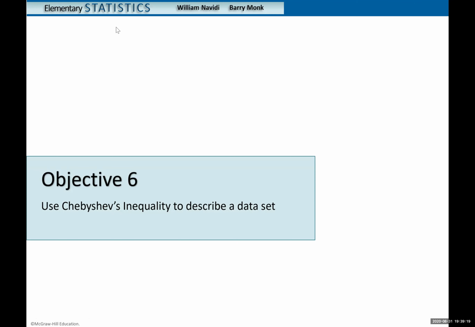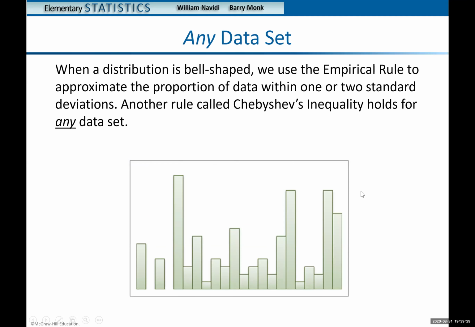All right, next one is Chebyshev's. So this is very similar to the empirical rule. When a distribution is bell shaped, we use the empirical rule to approximate the proportion of data within 1 or 2 standard deviations. Another rule called Chebyshev's inequality holds for any data set. So again, we only use the empirical rule if we have a bell-shaped curve. For any data set, we can use Chebyshev's inequality.